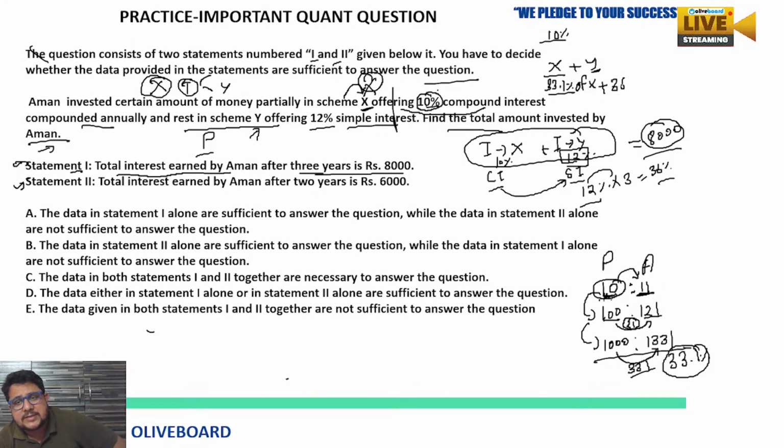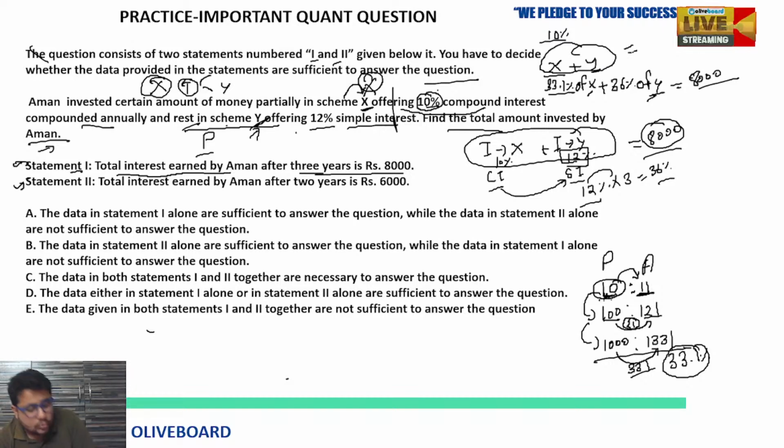Okay, so 36% of what? Y, because the investment amount is different. In scheme Y he invested some different amount, the rest in scheme Y as given. So we can say 33.1% of X plus 36% of Y is equal to 8,000. So by this, can we calculate the value of X and Y, because the sum of these investments will give us the total investment? No, not possible, because we have only one linear equation in X and Y. So from here we are not going to get anything.